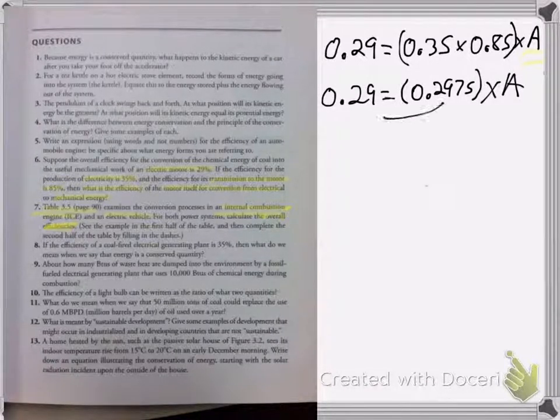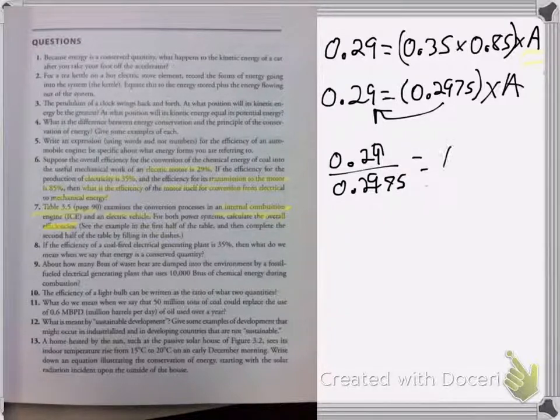Next part is I'm going to move this side over to this side of my equation. Since this is multiplying, it's going to be dividing when I move it over, so it's going to be 0.29 divided by 0.2975 is equal to A. And once I do that, I get 97.5% A. So this is my answer to my problem.